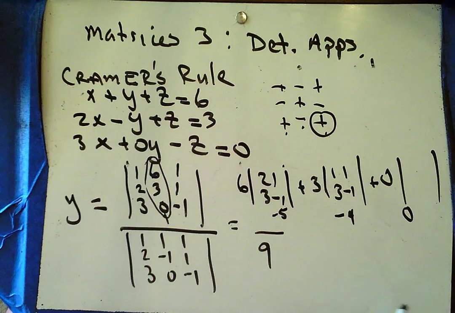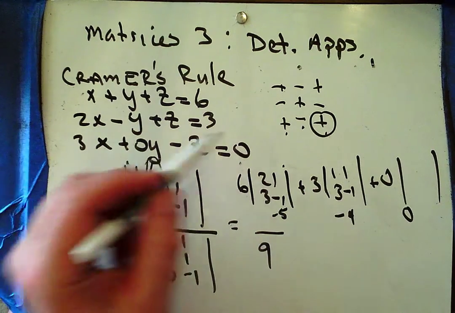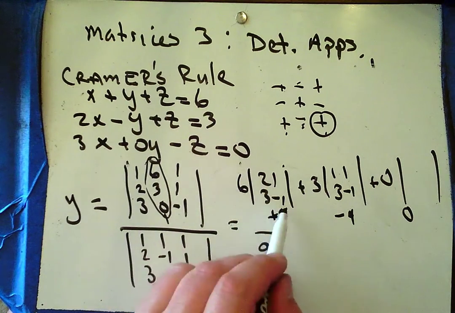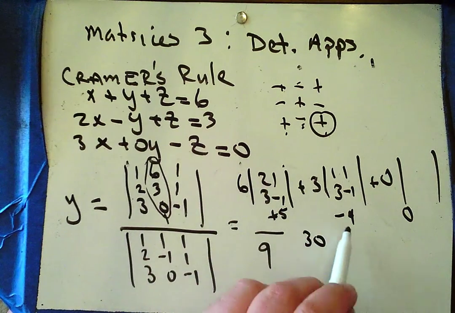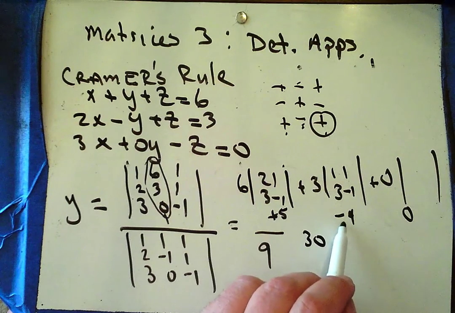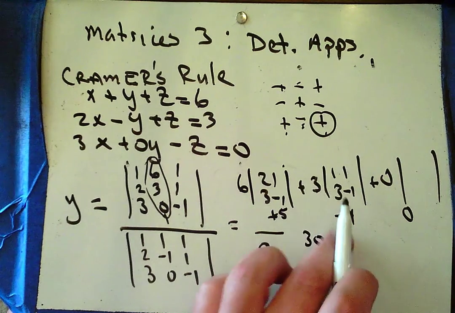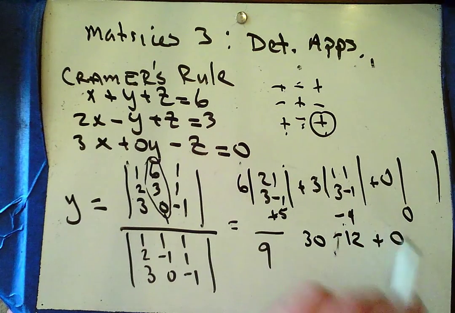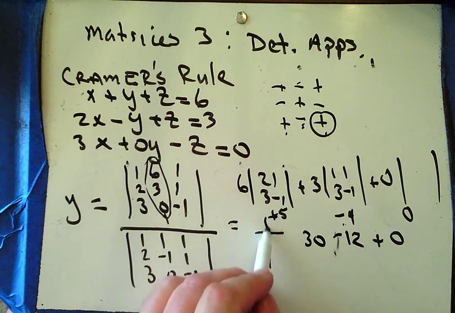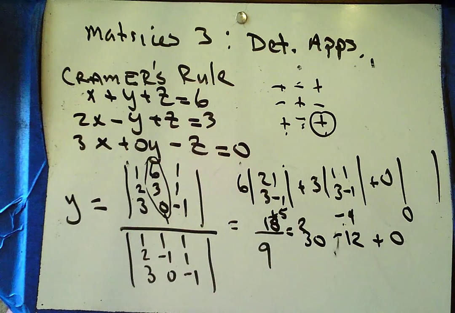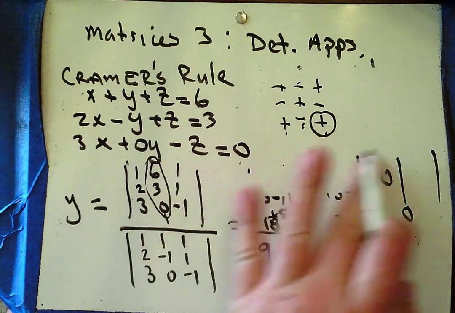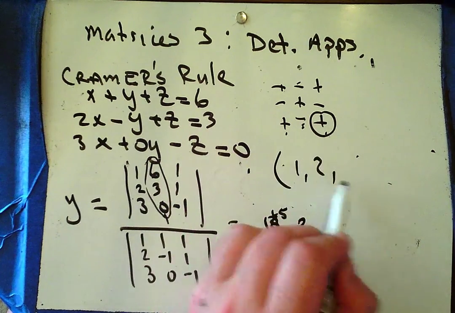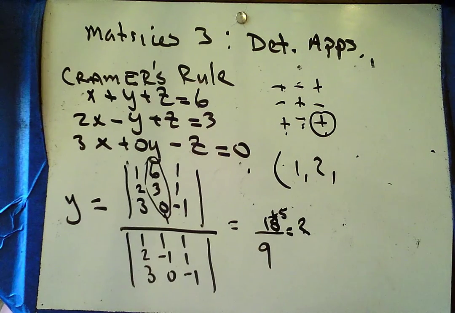And nothing over there. Now remember your cofactor fabric. Minus plus minus. So I have to multiply this by a negative, so I'm going to get positive 30. I have to multiply this by a positive, so that stays negative 4 times 3 is minus 12. And I have to multiply this by a negative, but it doesn't matter because it's 0. And so I end up with 18 over 9, or 2. And so we know that y equals 2 in this case. So we've got 1, 2, and all we need to do now is find z.